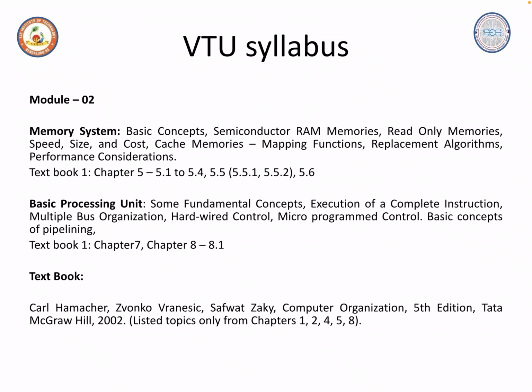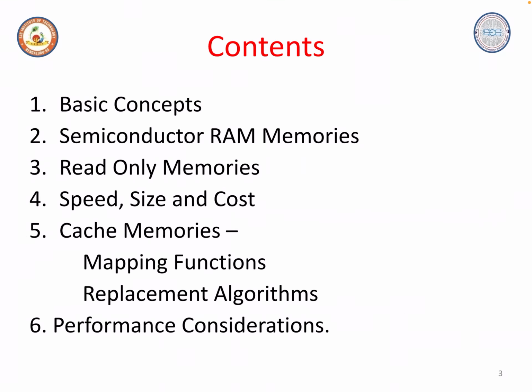This is the textbook which we will be following, Carl Hamacher, 5th edition, which is available in the library. In the first part we'll be covering basic concepts of memory, followed by semiconductor RAM memories, SRAM, then read-only memory, comparison with respect to speed, size, and cost, as well as the cache memory, in that mapping functions and replacement algorithm, followed by the performance consideration.